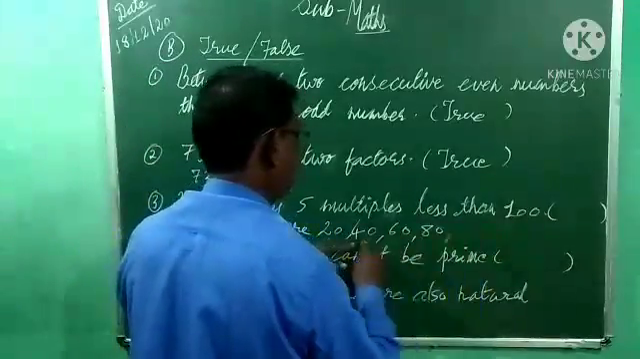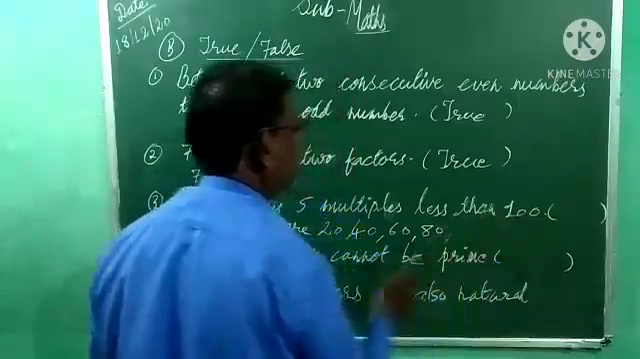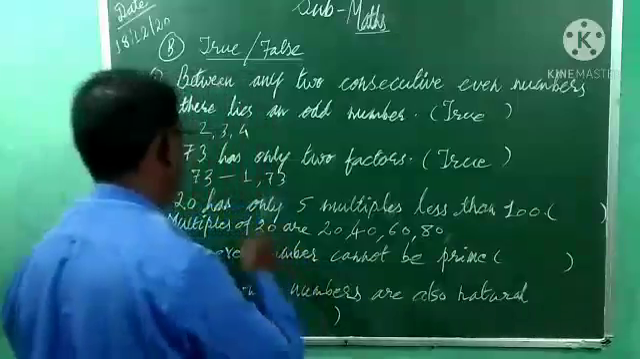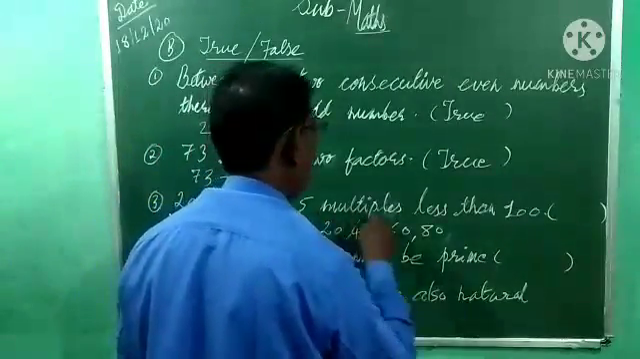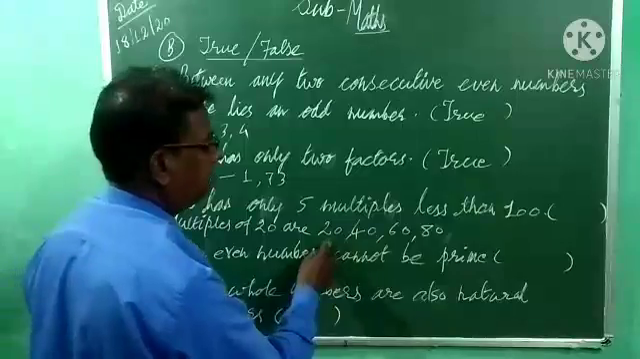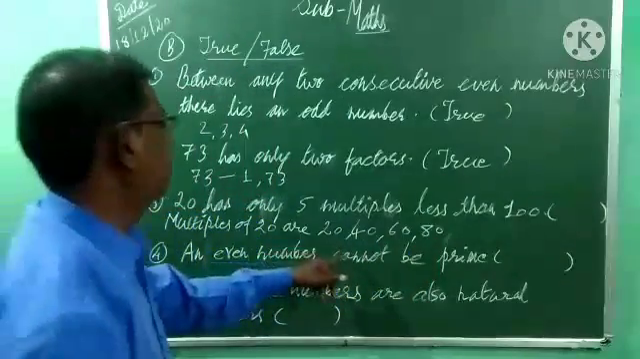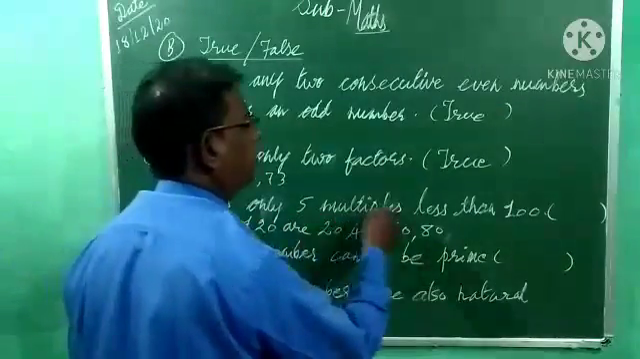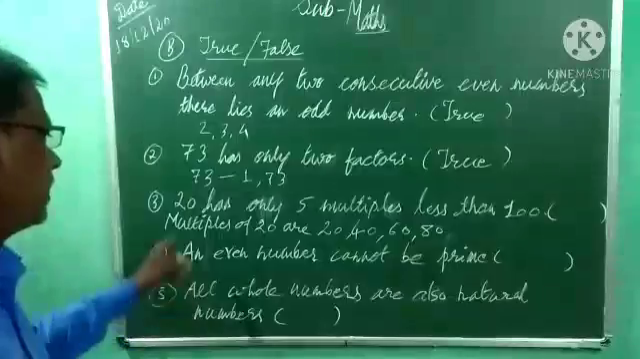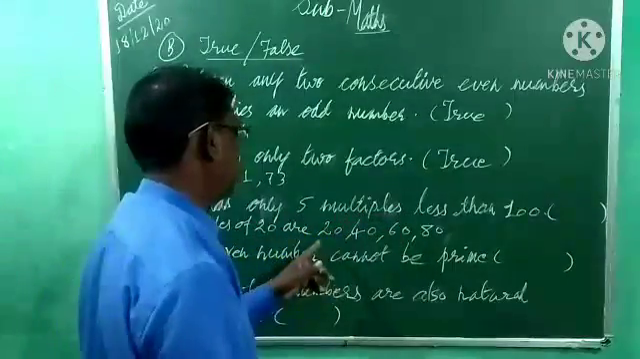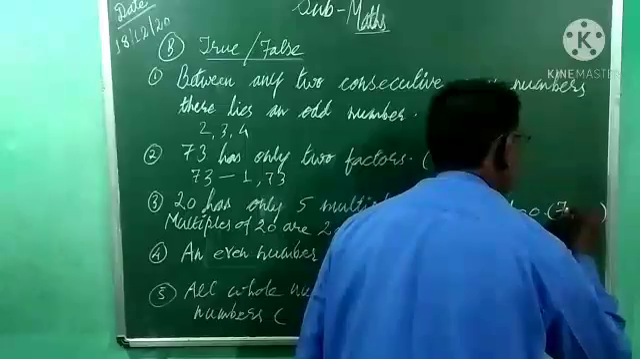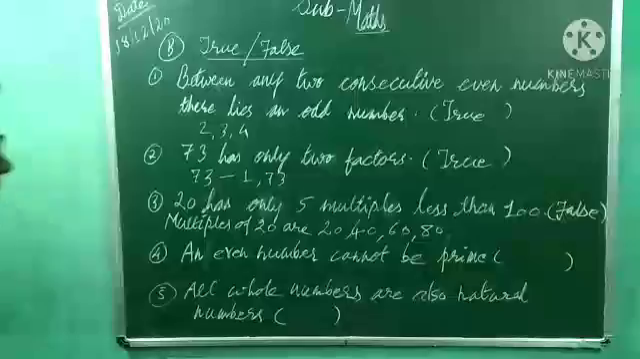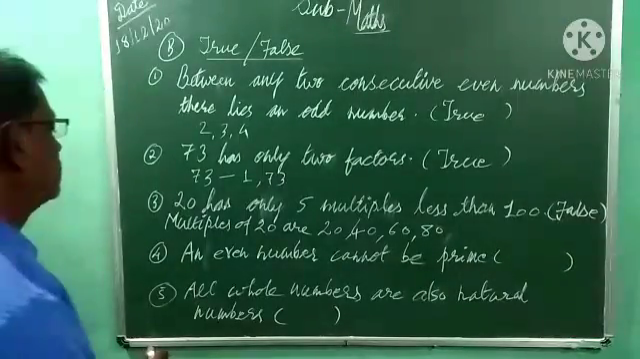This 20 is less than 100, 40 is also less than 100, 60 also less than 100, 80 also less than 100. Here we can't take 100. Why? Because 100 and 100 are equal. According to the question, 20 has only 5 multiples less than 100. Now how many multiples did you get? 1, 2, 3, 4 less than 100. 20 has only 4 multiples less than 100. But in the question it is given 5 multiples less than 100. So this statement is false.